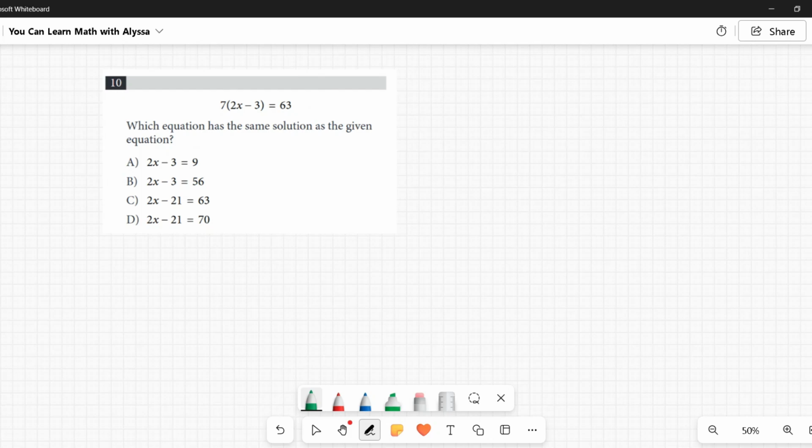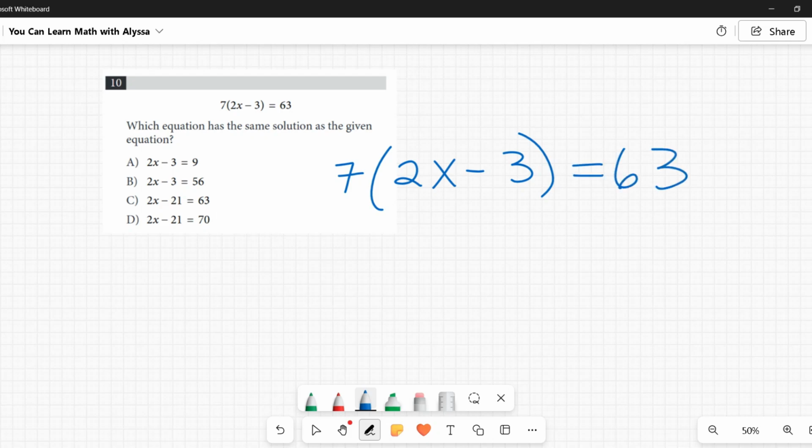However, there's something I would look at before I started doing all that calculation. Look at this original. It says 7 times (2x minus 3) equals 63. And then look over at all my answers. I have 2 that have 2x minus 3 in them, and 2 that have 2x minus 21 in them. So that gets me thinking. How could I get from this to 2x minus 3 or 2x minus 21 equals something? How could I get this, and is it going to match up with one of these?